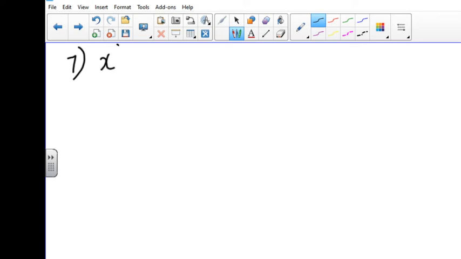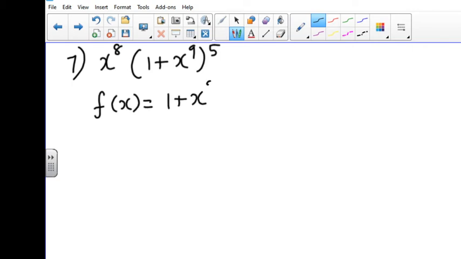x power 8 into (1 plus x power 9) whole power 5. So we are going to find the integration for this. Let us take f of x equal to 1 plus x power 9. So what is f dash of x? f dash of x is equal to 9x power 8.